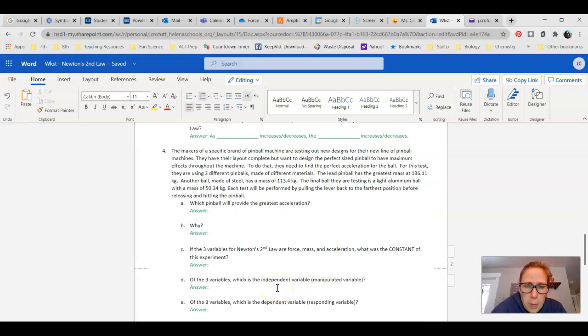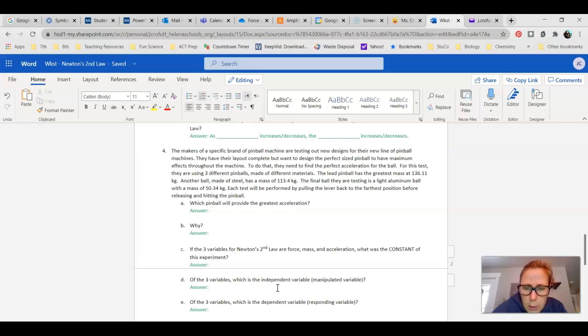Finally, the makers of a specific brand of pinball machine are testing out new designs for their new line of pinball machines. They have their layout complete but want to design the perfect size pinball to have maximum effects throughout the machine. To do that, they need to find the perfect acceleration for the ball. For this test, they are using three different pinballs made of different materials. The lead pinball has the greatest mass of 136.11 kilograms. Another ball made of steel has a mass of 113 kilograms. And the final ball they are testing is a light aluminum ball with a mass of 50.34 kilograms.